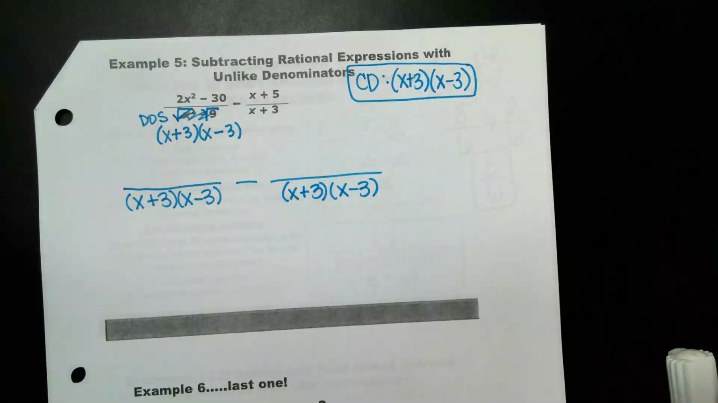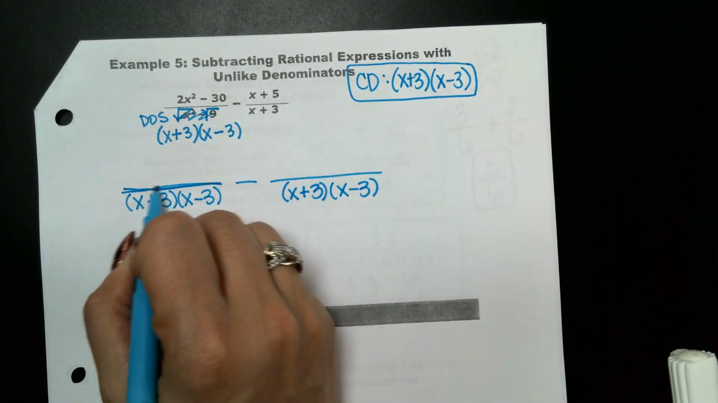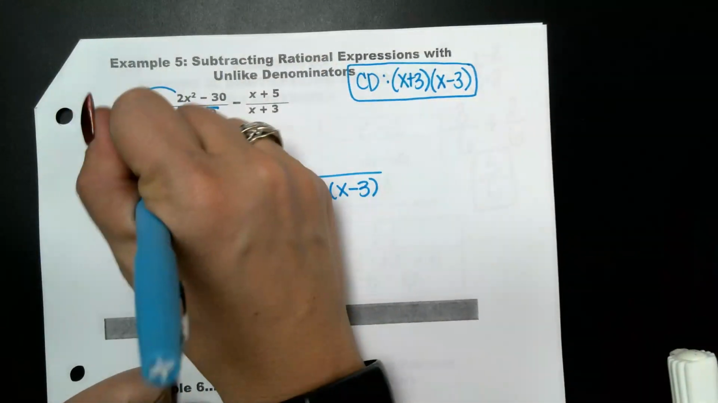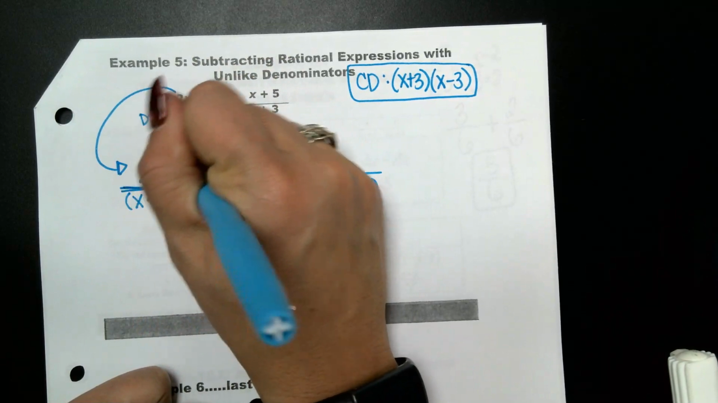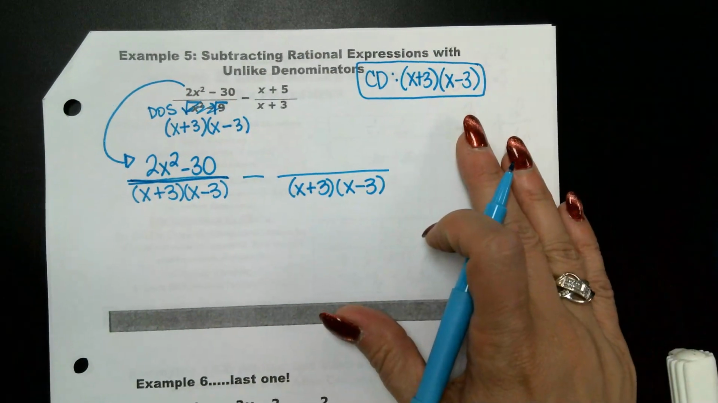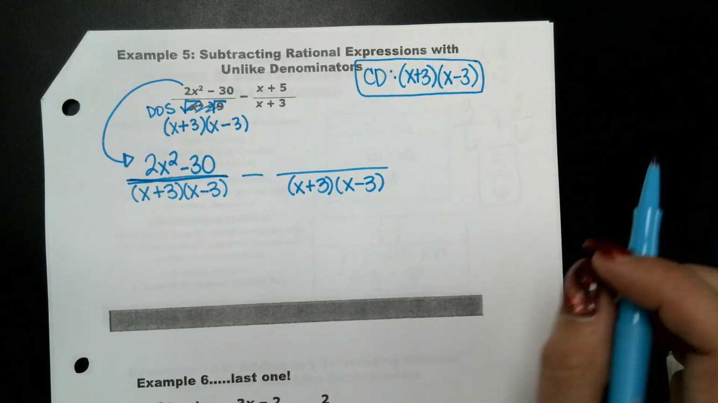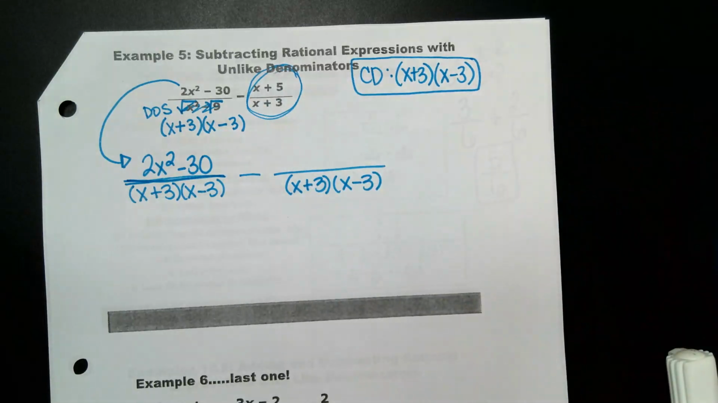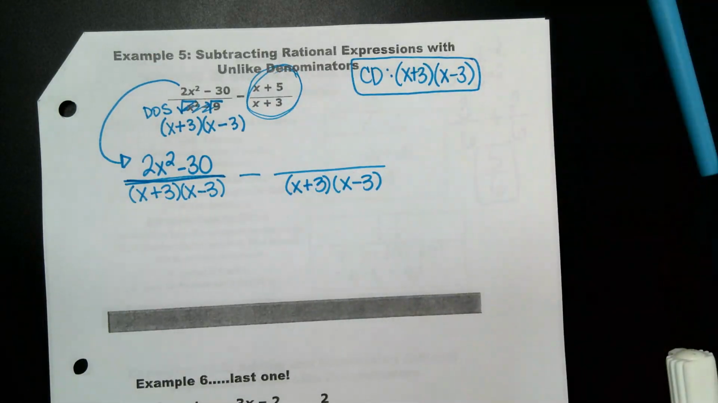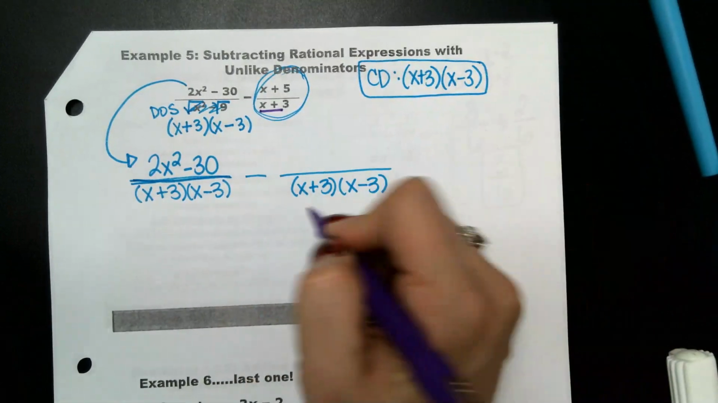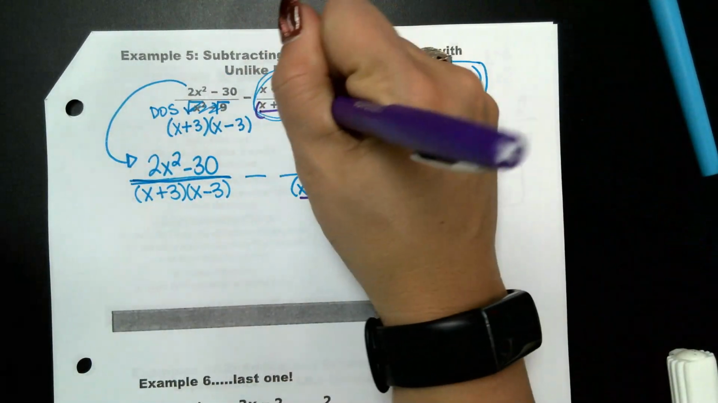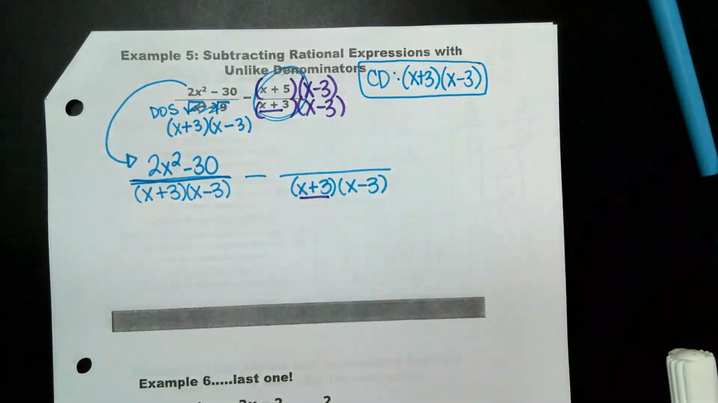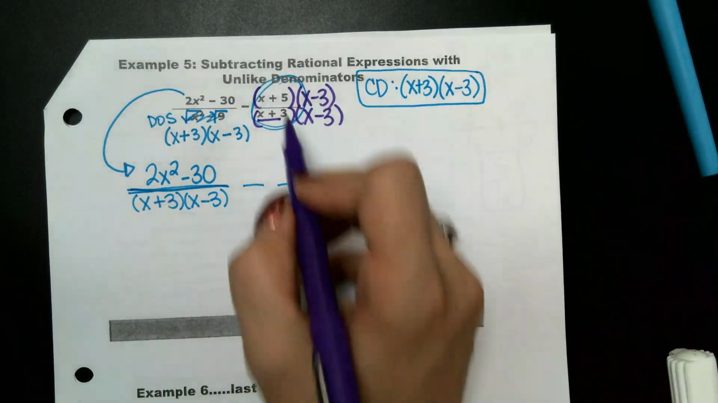Okay, so both fractions will now have this as their denominator. My first fraction stayed exactly the same, so I'm just bringing down its original numerator. But then we need to talk about this guy. This one's going to be the problem, because it had the x plus 3, which means it was missing the x minus 3. And if we multiplied the bottom by x minus 3, we have to do the same thing up top, don't we? What do you see here?